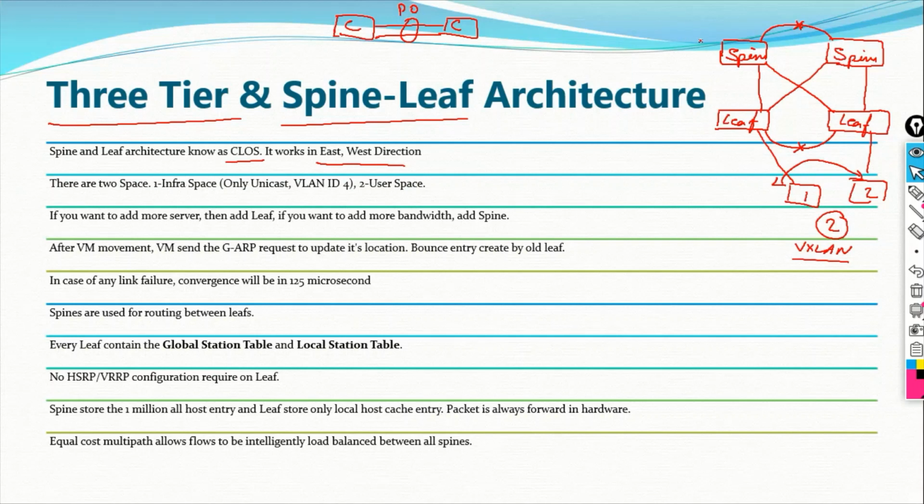There are two spaces in spine and leaf: one area is the spine and leaf, and the leaf and the downside they have configured as a different area. This is called infra space, and this is called user space. Why? Because it's related to the infrastructure point of view, which is managed by the ACI admin, and this is your user space where you have connected your end devices, which is partially managed by the network admin, ACI admin, or your server engineer or the application engineer. All those guys are going to manage those, and these servers are actually accessed by your end users.